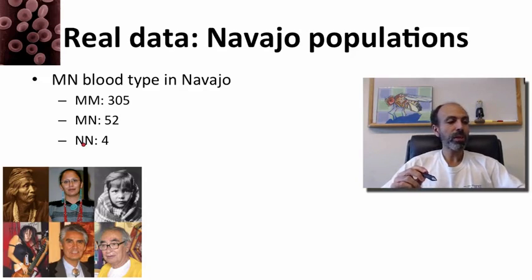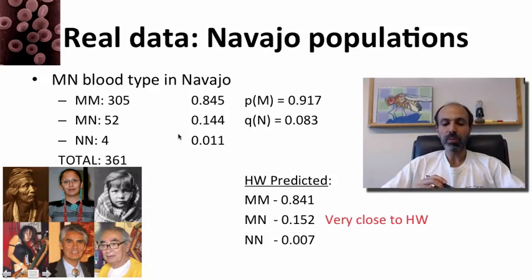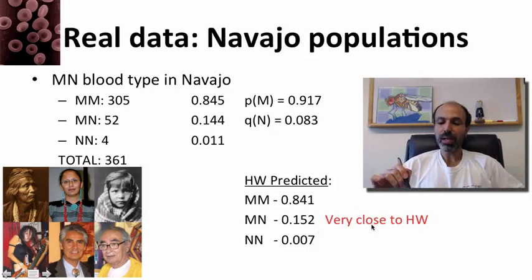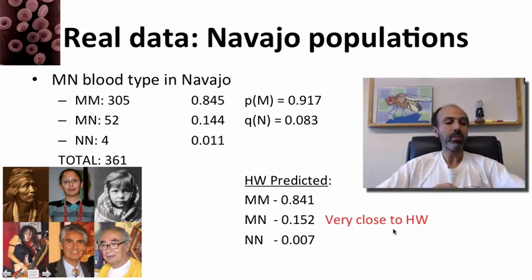Well, we can do the same test for Hardy-Weinberg we've done before. We figure out the total number of individuals, 361 in this case, and get the true observed genotype frequencies. From them, we take all of these plus half of these, and there are the allele frequencies. So our allele frequency for big M is 0.917, for big N is 0.083. Take this squared, 0.841; 2PQ, so 2 times this, 0.152; 0.083 squared is 0.007. Now we see this population is not absolutely at Hardy-Weinberg, but it's very close to the Hardy-Weinberg predicted frequencies.